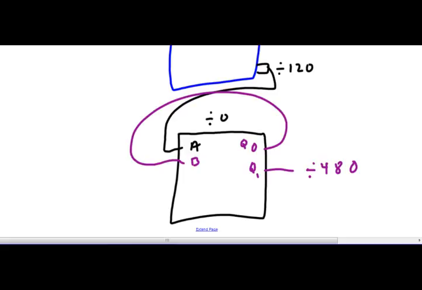Now, for the math part of the situation, I have a situation where I want to divide by 480. Oh, we won't do that. We'll do something different. We've got things called modular math, mod math. So we're going to do mod 8 math.